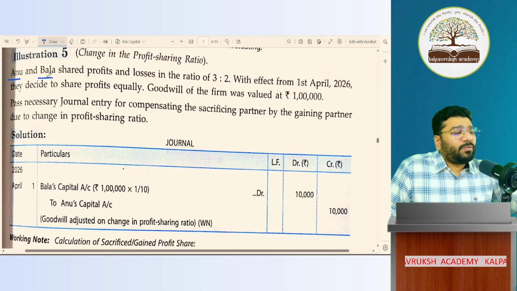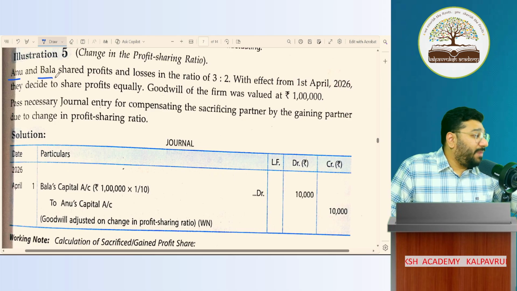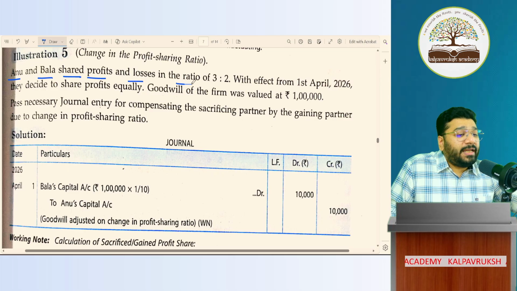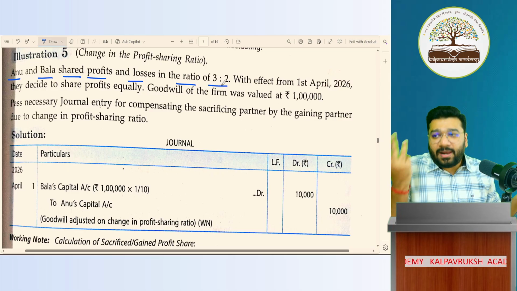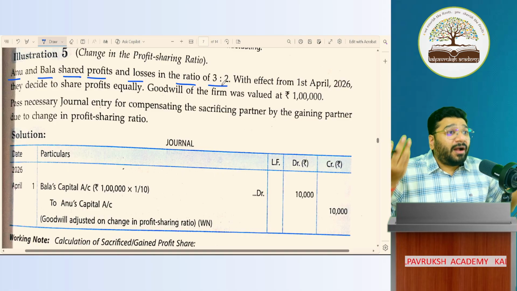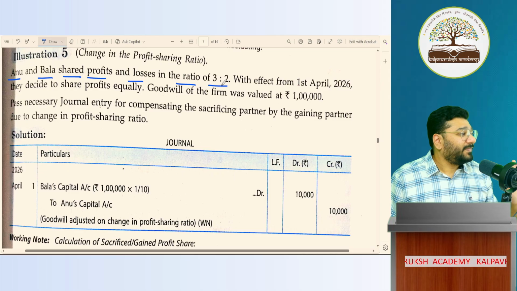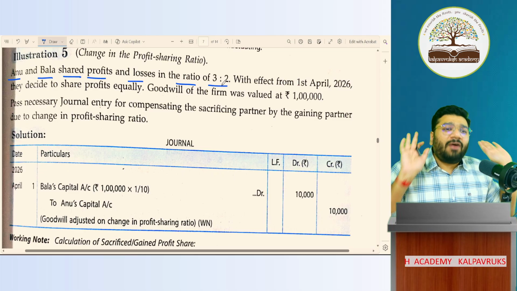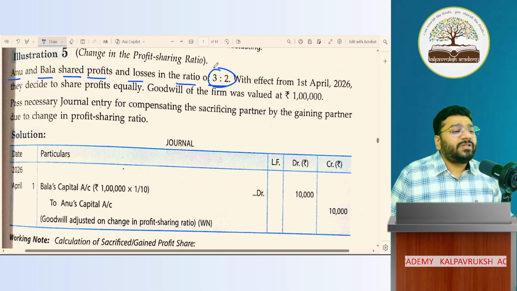Anu and Bala shared profits and losses in the ratio 3:2. Who is Anu? Who is Bala? Partners. Beyond this, no imagination. Anu and Bala are two partners, that's all. Their profit sharing ratio is 3:2.